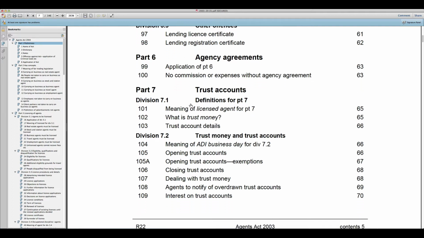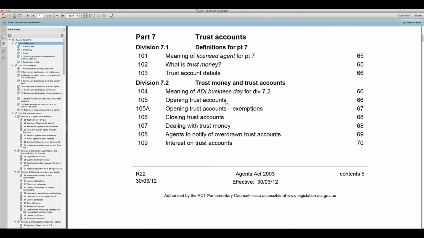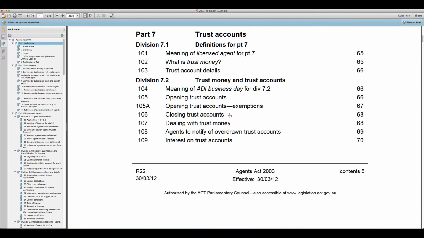Now, Part 7 is quite detailed in what those monies are and how they are to be administered. The important thing about trust monies is that agents accept quite large amounts of money on behalf of their clients. If you take, for example, in a sales context, that an average deposit would be 10% on exchange, and the median price of property in Canberra would be about $500,000, we're talking about $50,000, a considerable amount of money, and the clients need to be assured that that money is being held with the utmost governance. The Agents Act sets out in Part 7 the rules that are required to deal with trust monies.